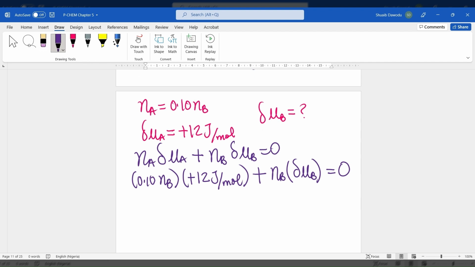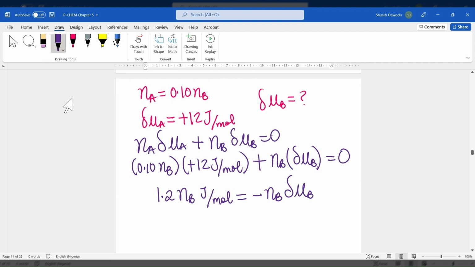So the next thing we have to do is just do the multiplication. So 0.10 n sub B times 12 joule per mole is just simply going to be 1.2 n sub B joule per mole. And then you have this information here. And of course, you put it in the right side of the equation. So you have negative n sub B change in chemical potential of B. So that's basically what that would be.